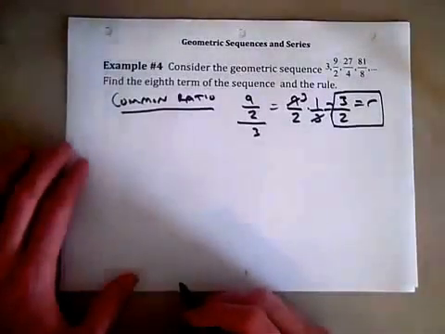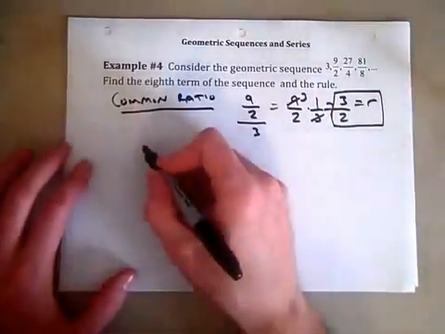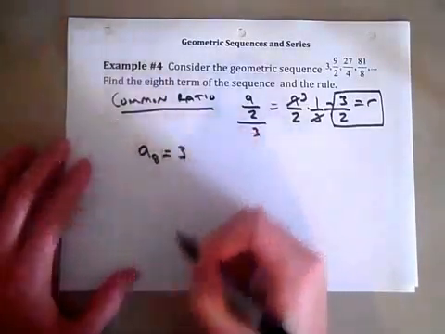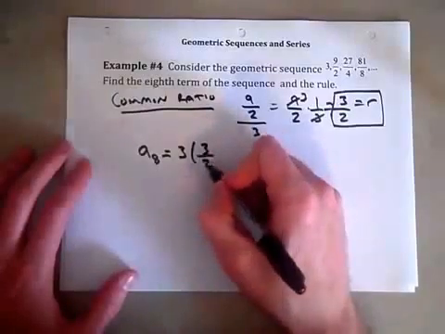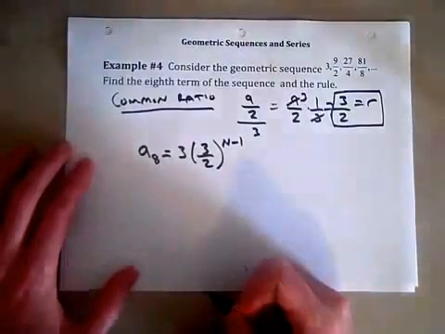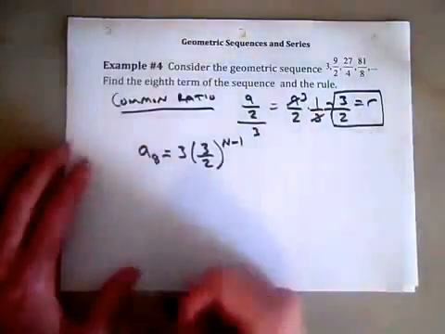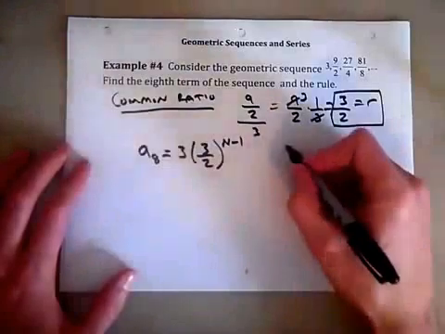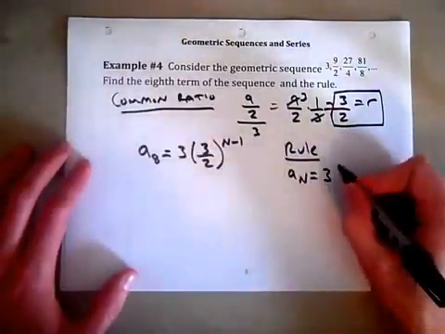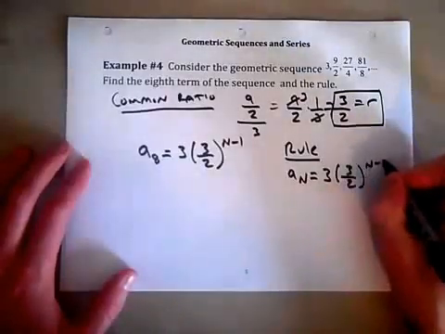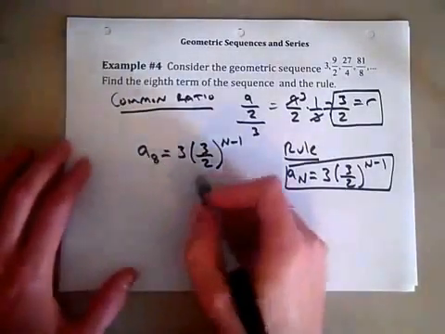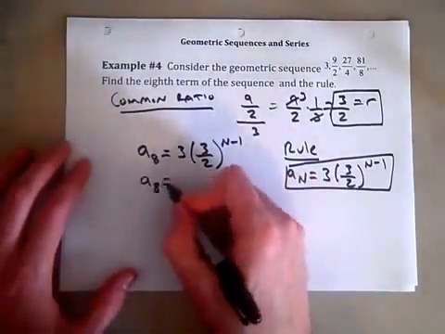So we already know a lot of information here. So we want to know the 8th term. So we want to know a sub 8. The first term is 3. The common ratio is 3 over 2 to the n minus 1. So let's see. We just found the rule. Okay, let me slow down. A sub n is the first term times the common ratio to the n minus 1. Done.